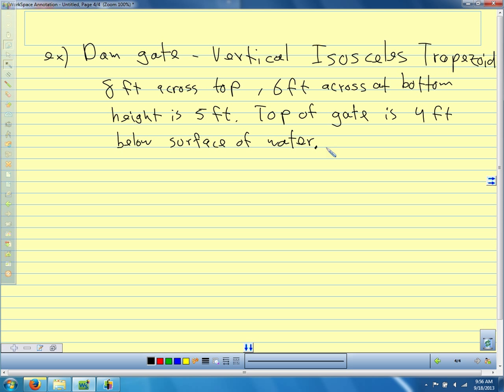So what are we going to do here? What's always a good start? Draw a picture. Let's draw a picture. All right. And on these kinds of problems, we can set up our axes however we want. We want to set up our coordinate system in a way that helps us out. So here's my isosceles trapezoid. We have it 8 feet across here.